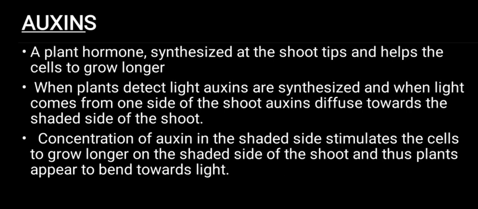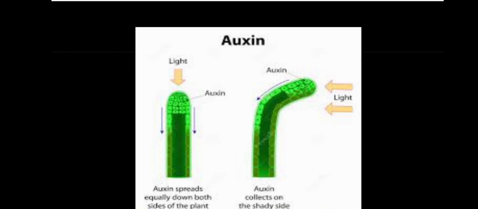When the concentration of auxin on the shaded side increases, it stimulates the cells to grow longer on the shaded side of the shoot, and thus the plants bend towards the light stimuli which is coming from one side. Let us understand this concept with the help of a picture.